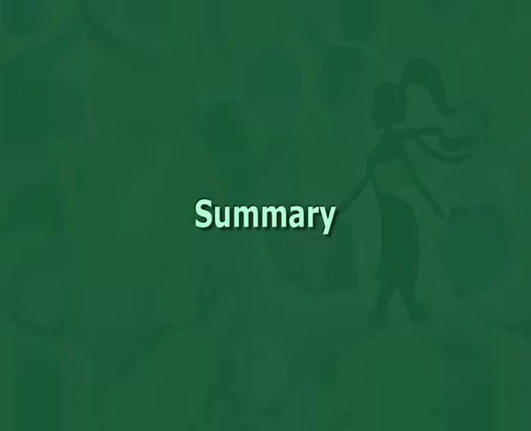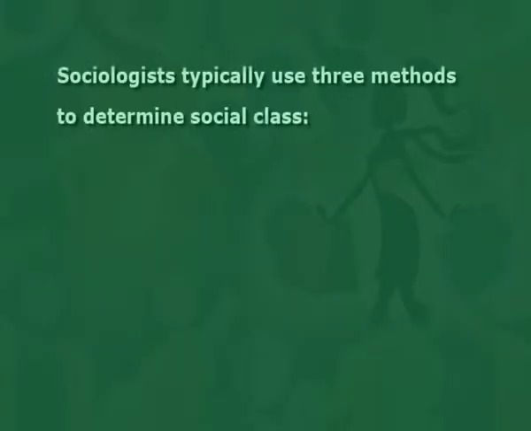So friends, to summarize, in today's session we learnt about social class, or simply class. Class, in society, is a set of concepts in the social sciences and political theory centered on models of social stratification in which people are grouped into a set of hierarchical social categories, the most common being the upper, middle and lower classes. Sociologists typically use three methods to determine social class.